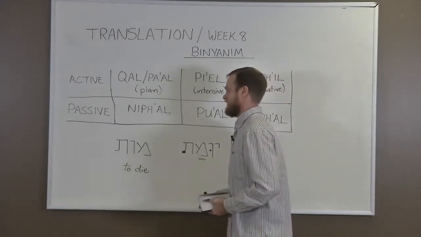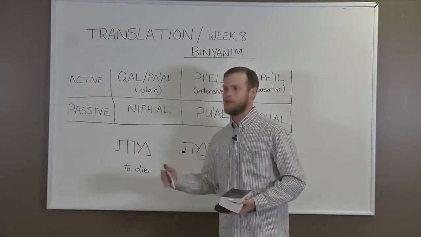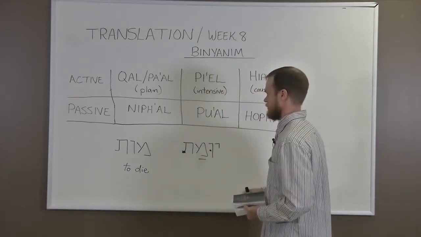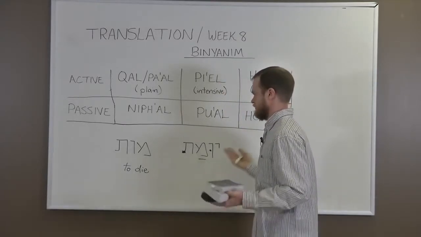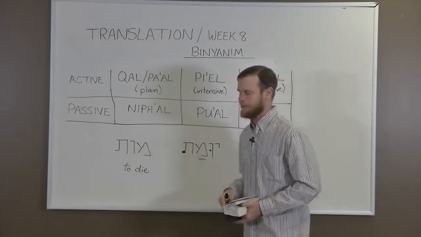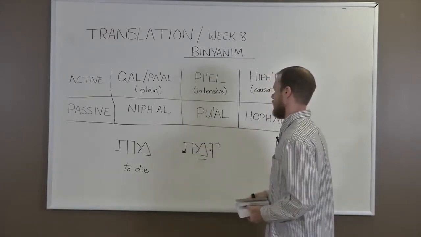To die is an intransitive verb. You can't die something else. If you die, you're just dying. Just like you can't jog something else. You're just jogging. It's an intransitive verb. It doesn't have an object. So what's left is the hofal.